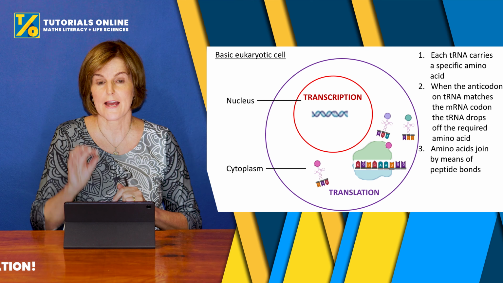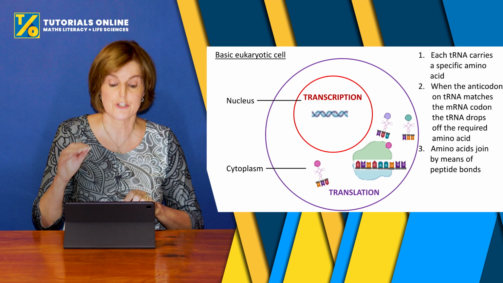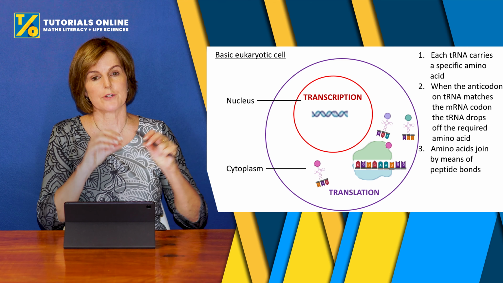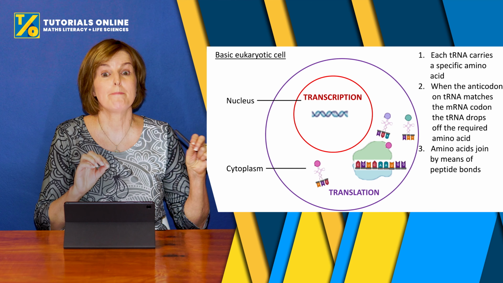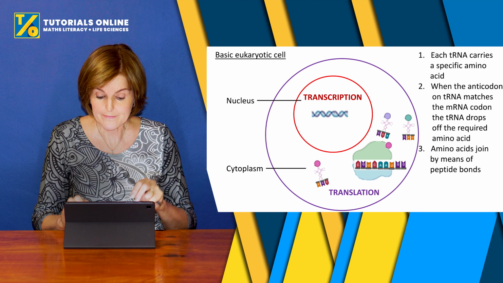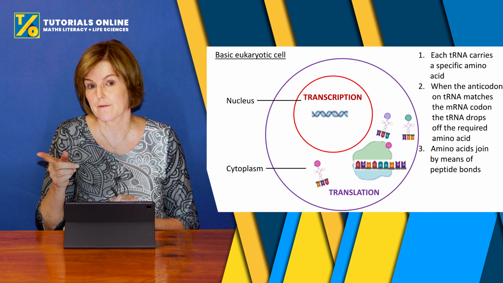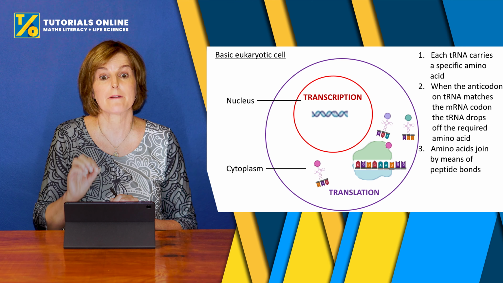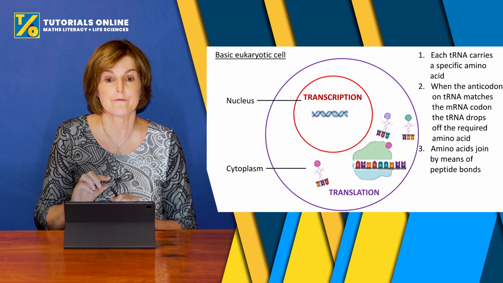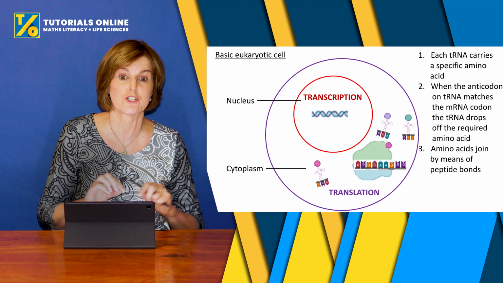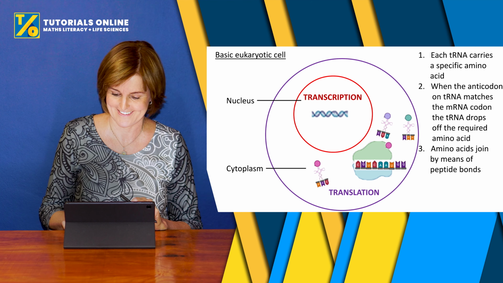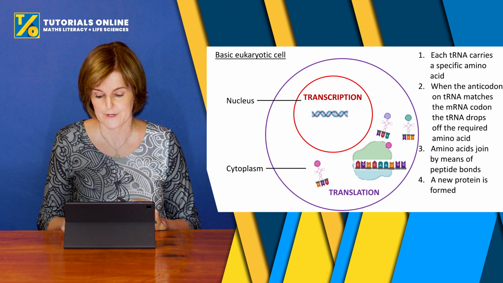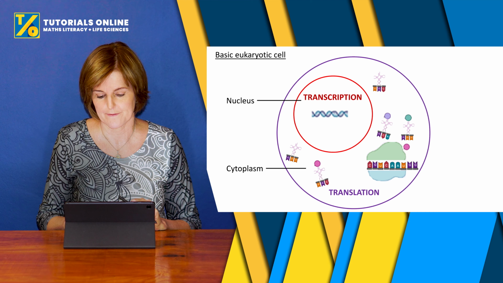The amino acids, as they are dropped off, join each other by means of peptide bonds. So they link up together, and between them are peptide bonds. Remember, the double helix of the DNA has got hydrogen bonds. But here, we're speaking about peptide bonds because we're going to form a polypeptide chain, which is a protein. And then a new protein is formed. Now let's have a look at the next slide.